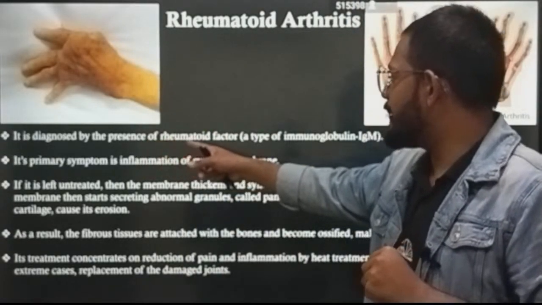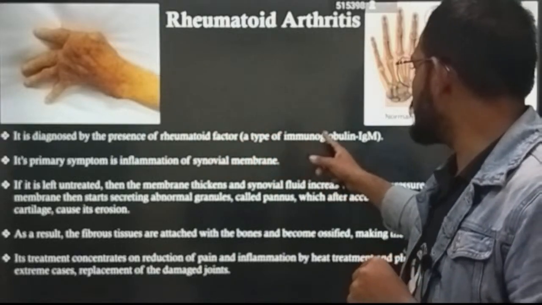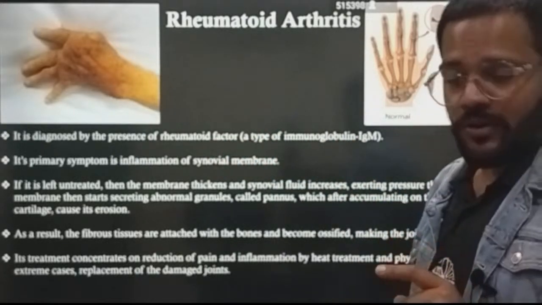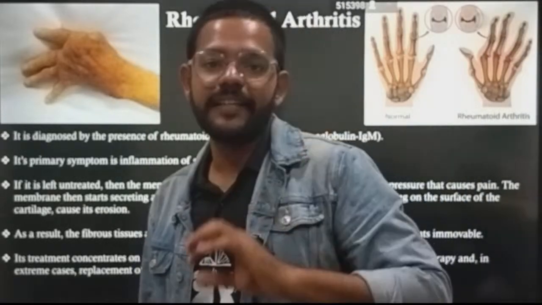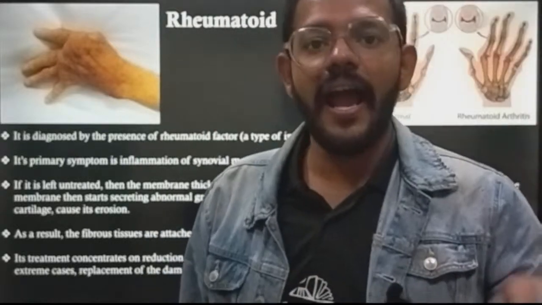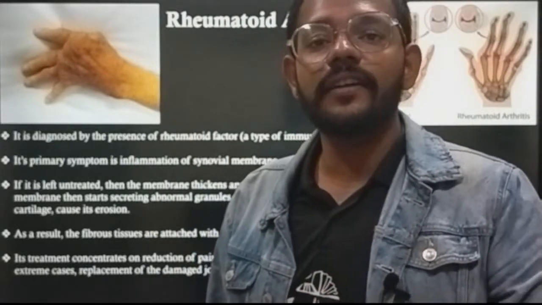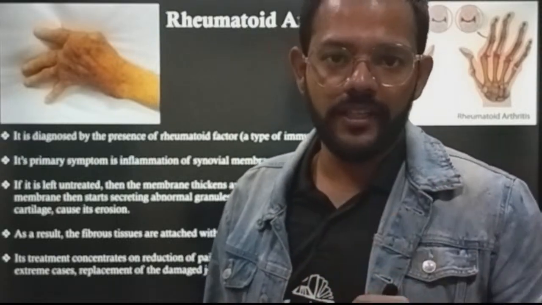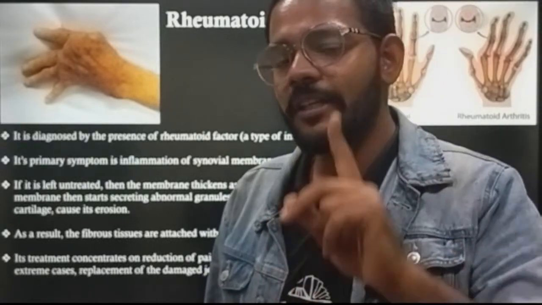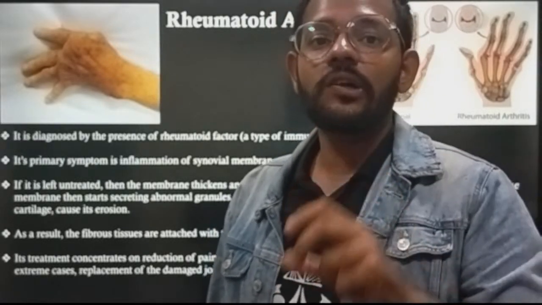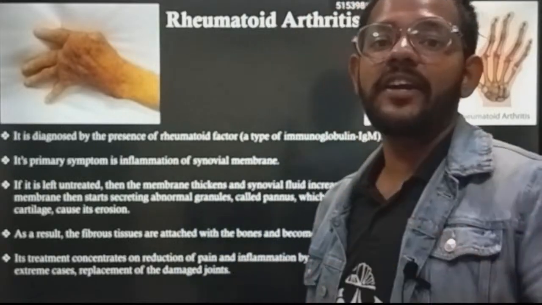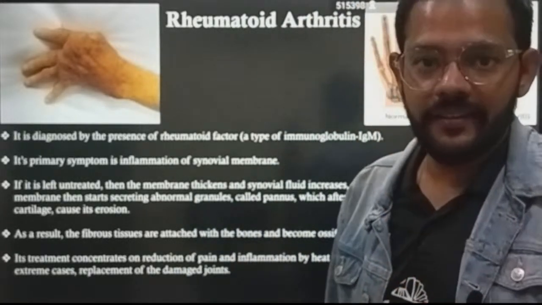Okay, it is diagnosed by presence of rheumatoid factor, a type of immunoglobulin, IgM. You know antibodies, different antibodies are there: IgA, IgM, IgE, IgG. These all are different types of antibodies. And one antibody, that is your IgM, goes out and attacks your synovial joint, synovial membrane.